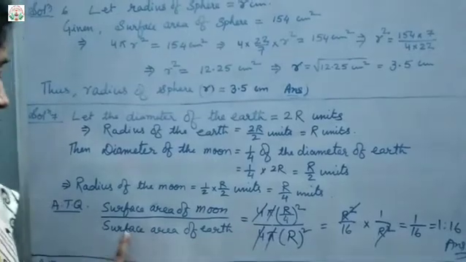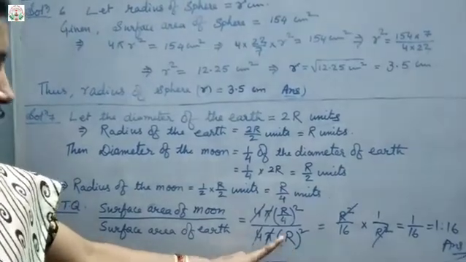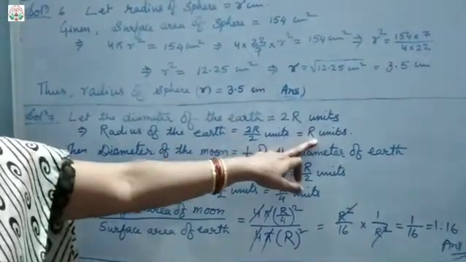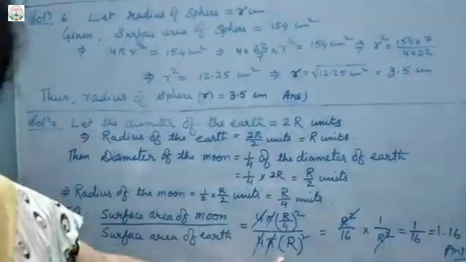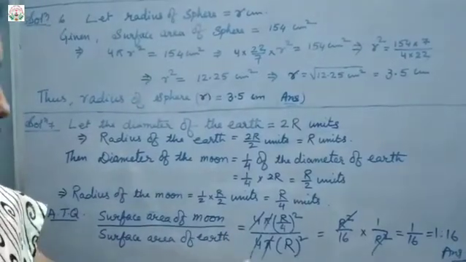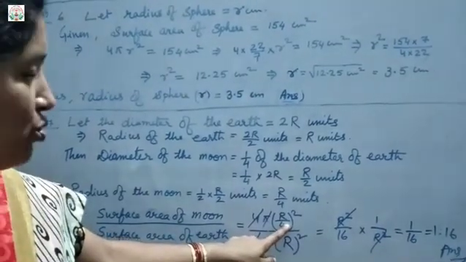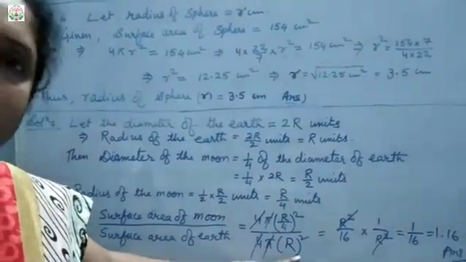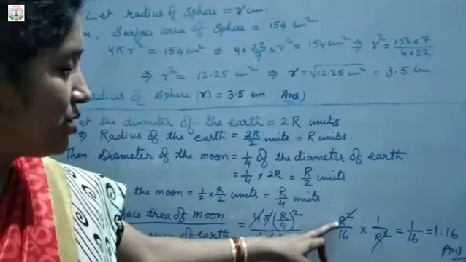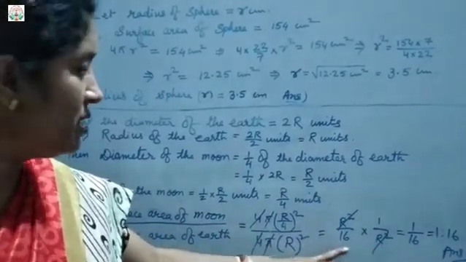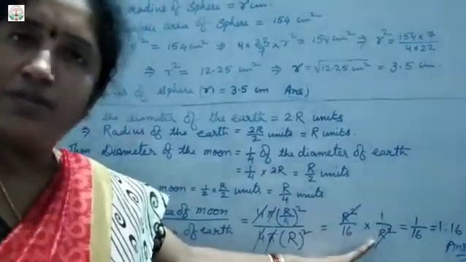Upon surface area of the earth. Earth means 4 pi r square again. So what is the radius of the earth? We got it, radius of the earth as R. So put there capital R square. Now 4 gets cancelled in numerator and denominator. Pi gets cancelled. Now what is left is R upon 4 whole square, divided by R square. Now find the square of this, that is R square upon 16, because 4 square is 16. Now reciprocate this. Reciprocal of this will be 1 upon R square.